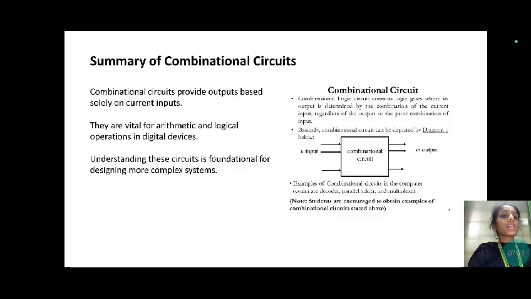Summary of combinational circuits: a combinational circuit provides the output based solely on current inputs. They are vital for arithmetic and logical operations in digital devices. Understanding these circuits is foundational for designing more complex systems.